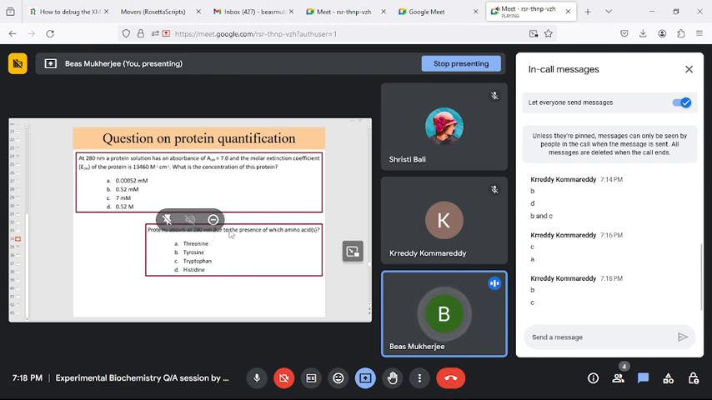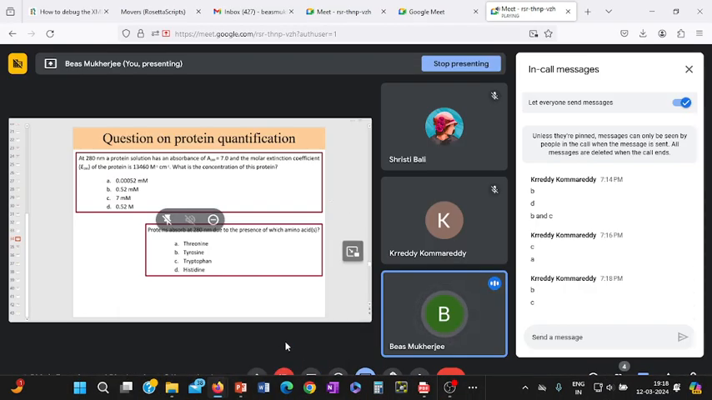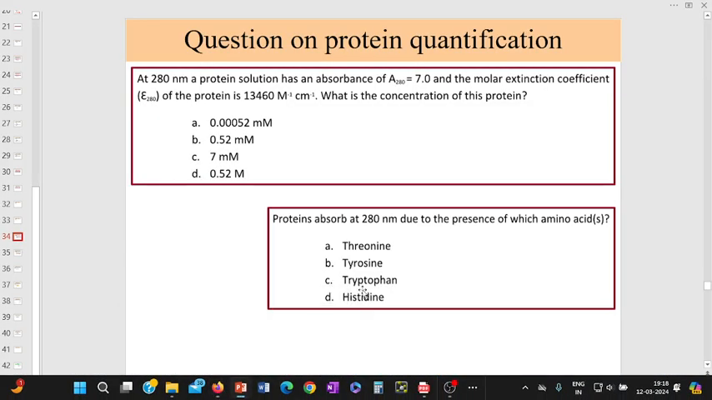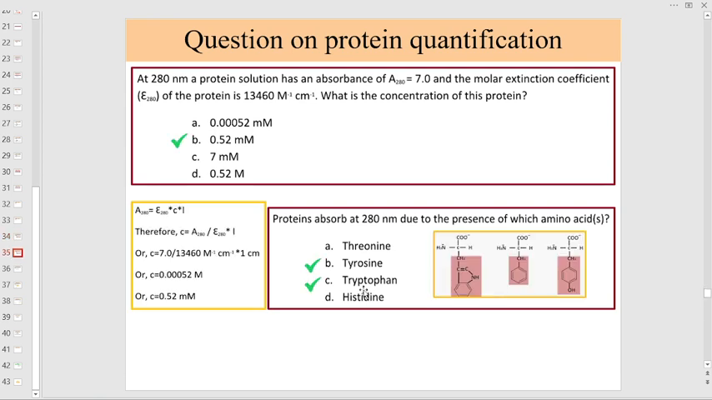Protein absorbs at 280 nanometers due to the presence of which amino acid? There is tyrosine, there is tryptophan, and there is histidine. Yes, it is mostly tryptophan, although. Let's see these are the answers. If this were an MSQ, you would have to mark both tyrosine and tryptophan. But if this were an MCQ, you would mark only tryptophan. Because tyrosine actually absorbs at what?